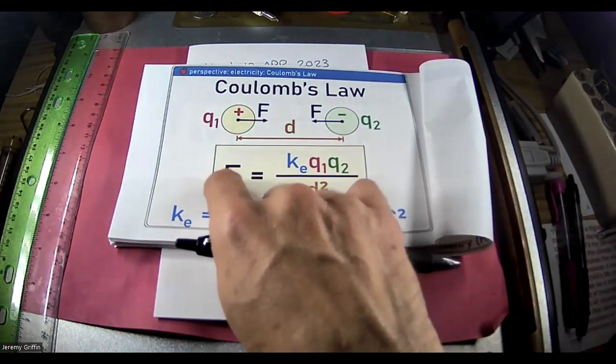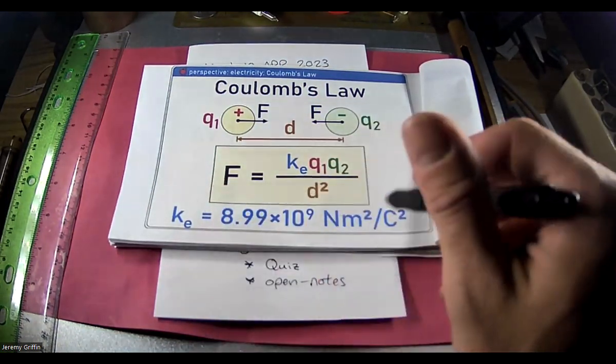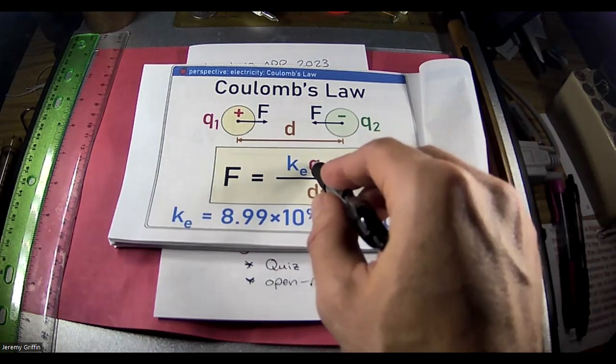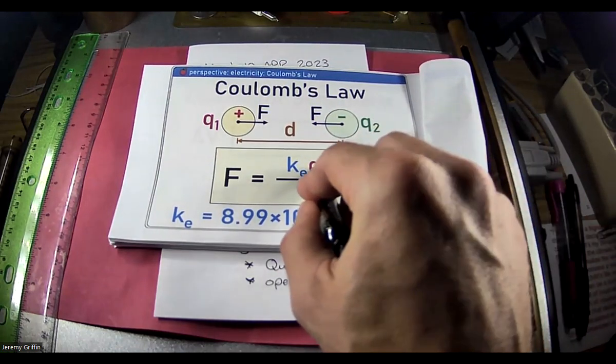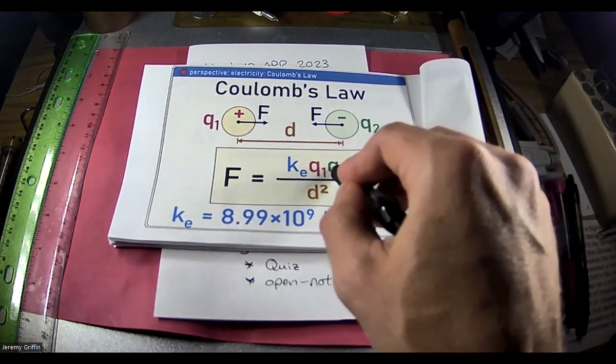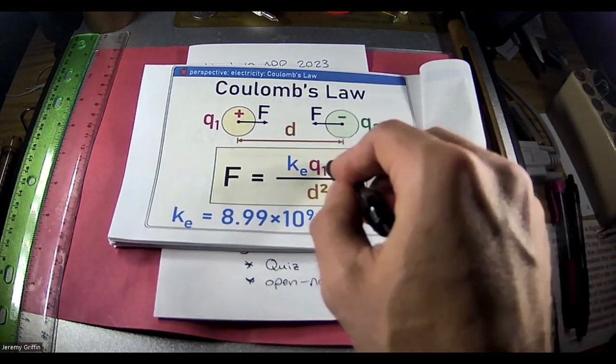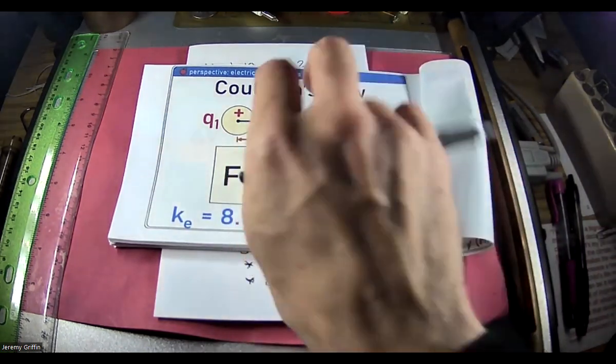But this force magnitude would be the same regardless, right? So the premise of the question is, if you double this charge and you also double this charge, it's a factor of 2 times a factor of 2, right? So the force would be 4 times as much.